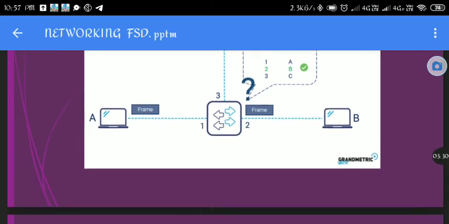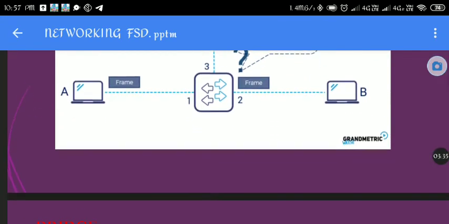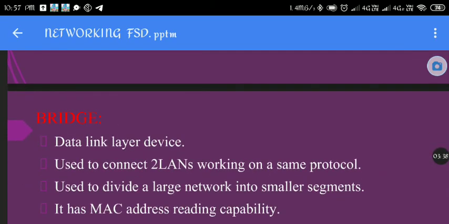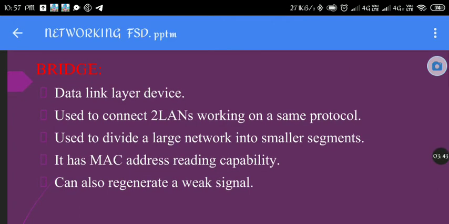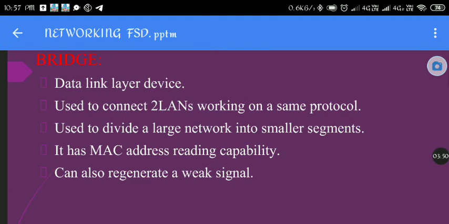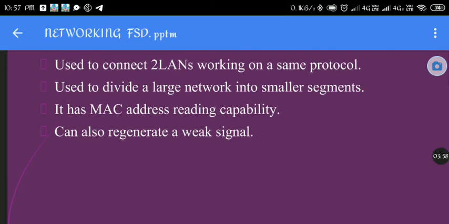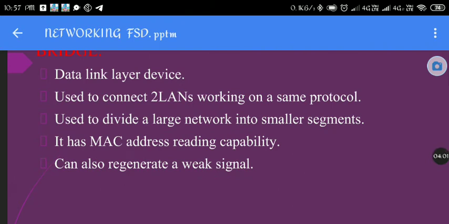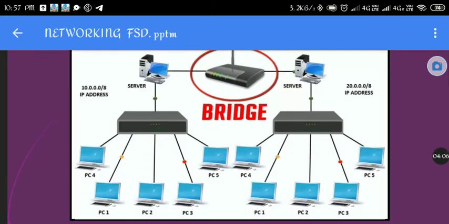Okay, the center one is the switch device. Then bridge. Bridge is also used as a data link layer device. It is used to connect two LANs working on the same protocol, and it is also used to divide a large network into smaller segments. It has MAC address reading capability, and a bridge is also called a regenerator of weak signal. This is the diagram of a bridge.